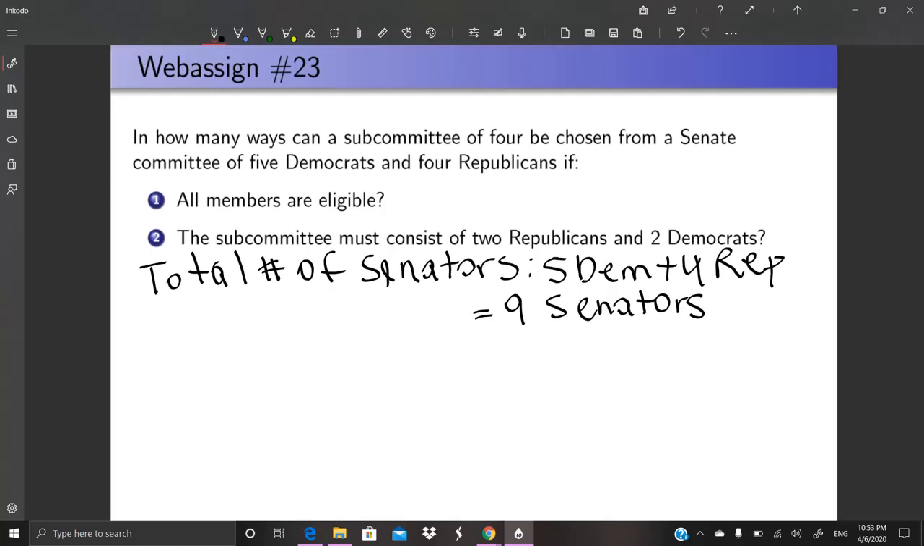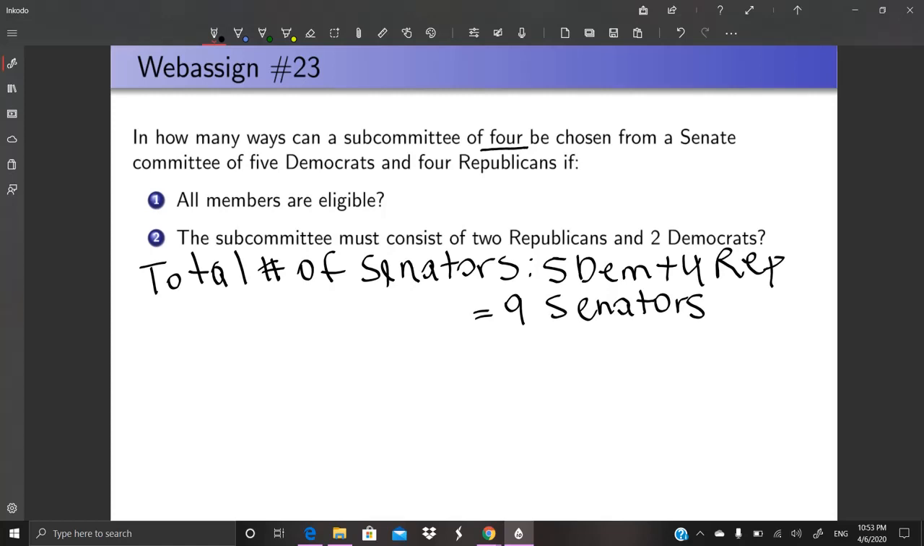Okay, we're saying that everybody is eligible, so that means all senators are eligible, and we just have to choose 4 of them. That will be this number over here. So you have to choose 4 out of the total 9. It doesn't really matter in which order we do it because we're not told that we have to, let's say, choose a president and then a vice president and so on.